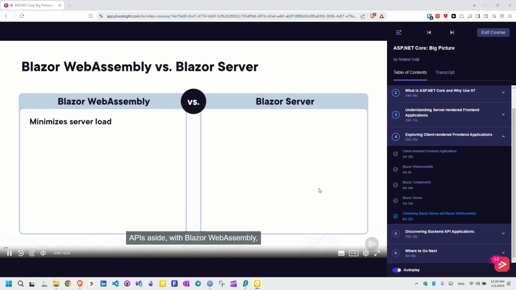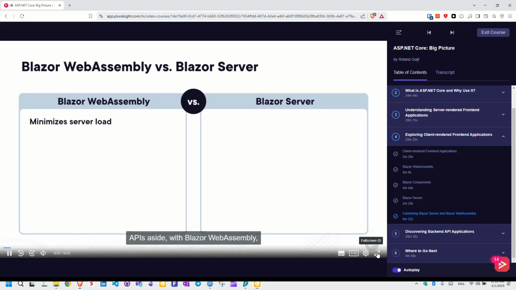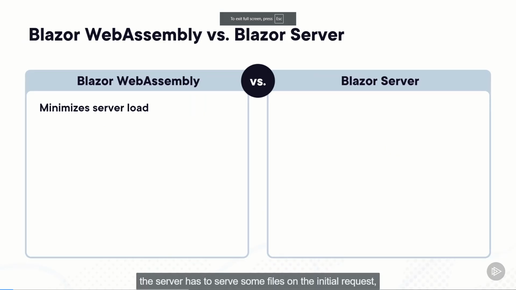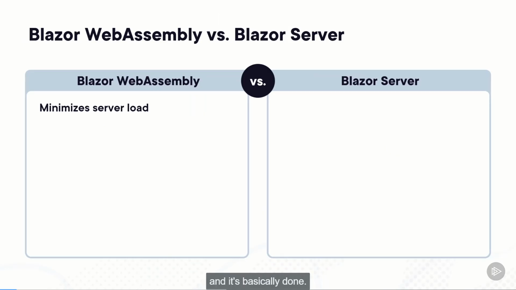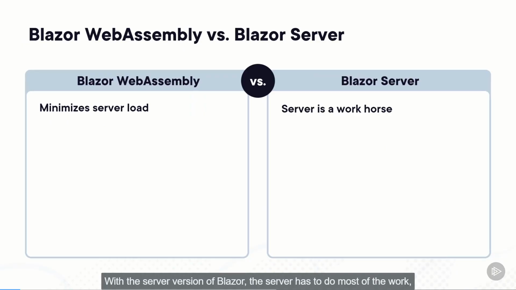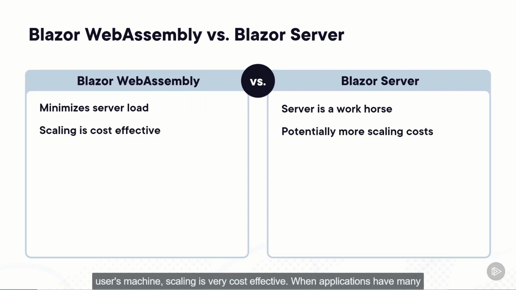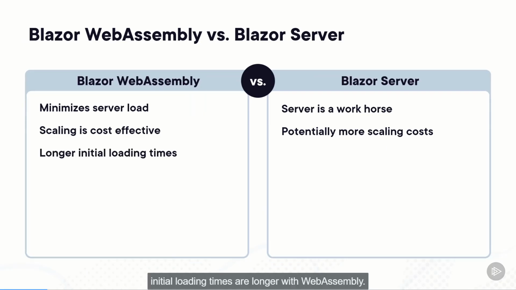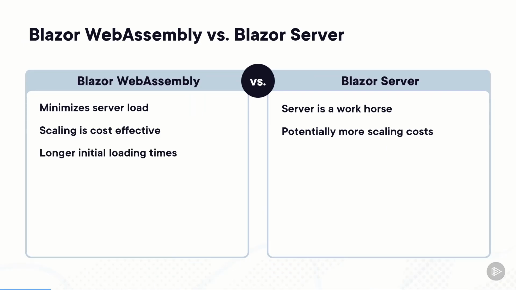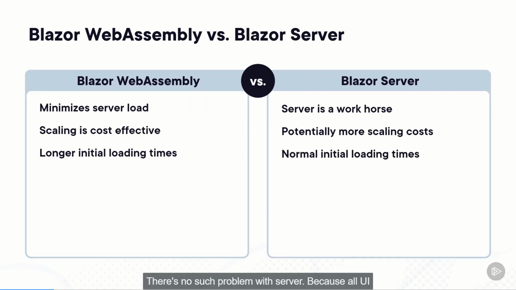Hosting models. APIs aside, with Blazor WebAssembly the server has to serve some files on the initial request and it's basically done. With the server version of Blazor, the server has to do most of the work, and because the processing with WebAssembly is done in the browser on the user's machine, scaling is very cost effective. When applications have many users, scaling out with Blazor Server could get expensive. And we saw that initial loading times are longer with WebAssembly. There's no such problem with Server.